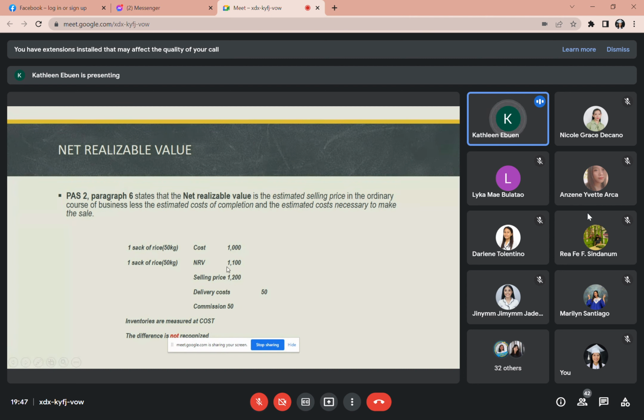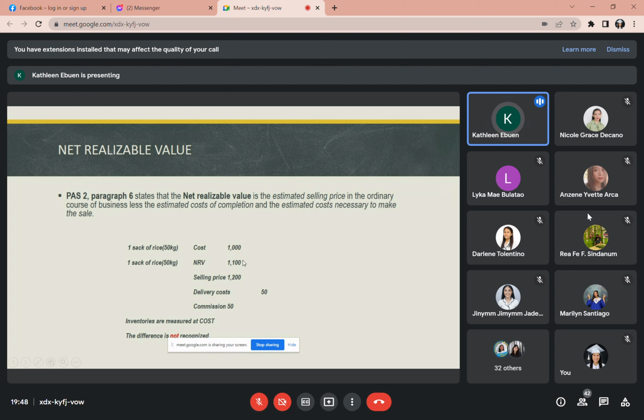So, dito class, wala tayong problema kasi yung cost mo ng bigas is 1,000 pesos and the net realizable value naman is 1,100. So, therefore, yung realizable amount mo is mas mataas naman kesa sa cost. So, hindi tayo nagbebenta ng palugi. So, therefore, pag dito class, inventories are measured still at cost, kasi we are going to apply the LCNRV. So, cost pa rin yung mababa. So, ire-record natin siya at cost. And the difference is not recognized.